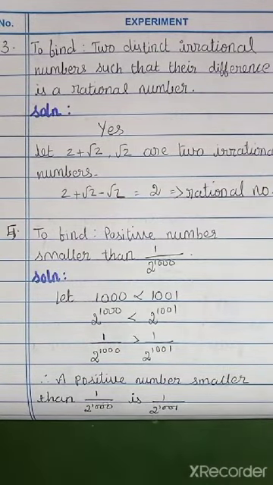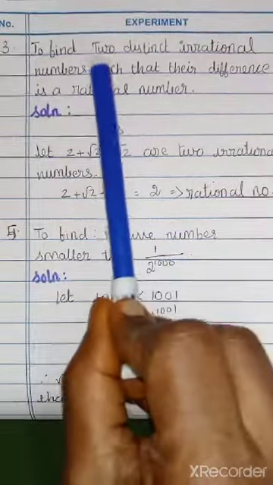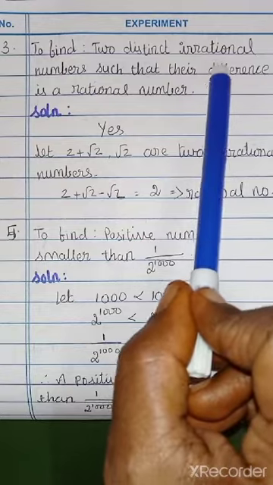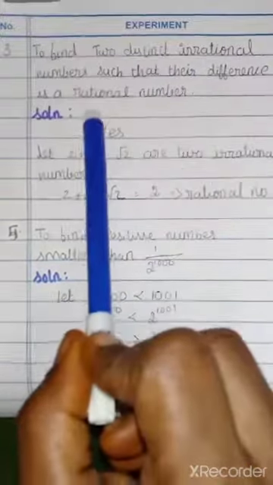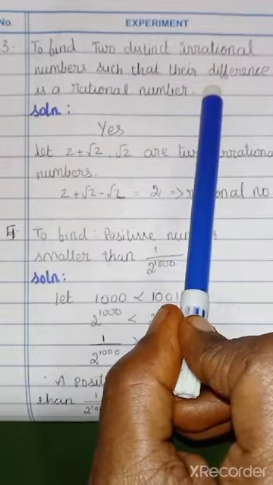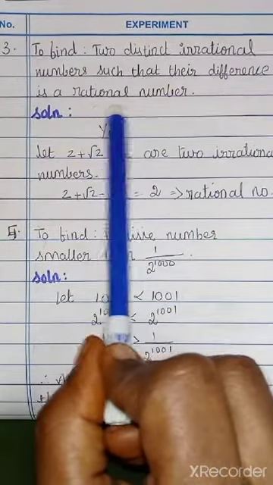Now third question. Are there any two distinct irrational numbers such that their difference is a rational number? Justify your answer. So we are going to take two irrational numbers and say whether the difference of these two irrational numbers is a rational number. Okay, and the answer is yes.